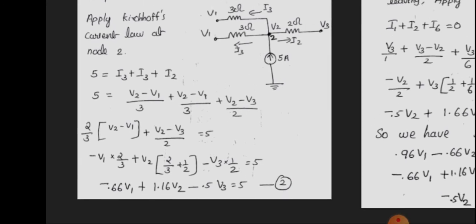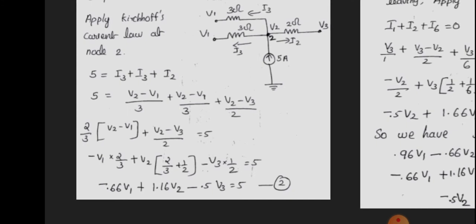Okay. So we can simply rearrange this equation, and we will get minus 0.66 V1 plus 1.16 V2 minus 0.5 V3 equal to 5. That is equation number 2.